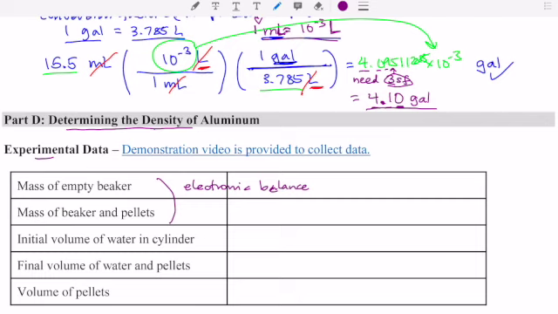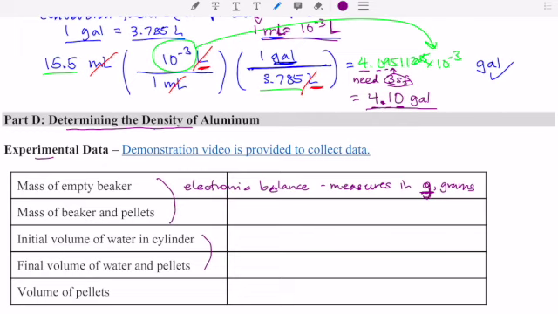Make sure you turn on the captions so that you can confirm the number values that are shown on the screen. And then this electronic balance measures in grams, and it should be 3 decimal places out.